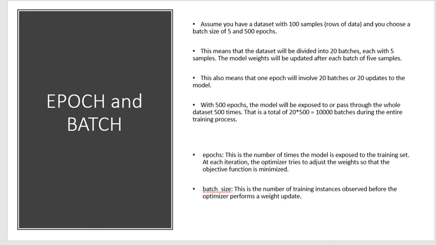By definition, an epoch is the number of times the model is exposed to the training set. At each iteration, the optimizer tries to adjust the weights so that the objective function is minimized. Batch size is the number of training instances observed before the optimizer performs a weight update. So now we know the different activation functions, a few objective functions, and the concept of an epoch and a batch. Let's jump to the code to make the simplest neural network.